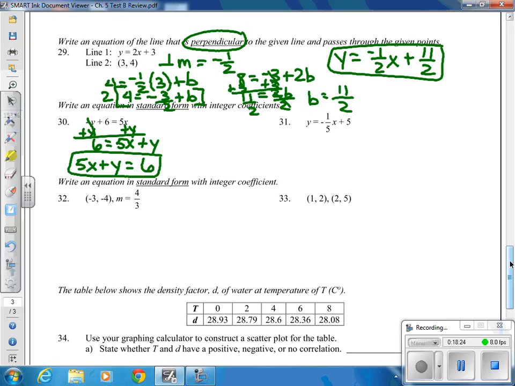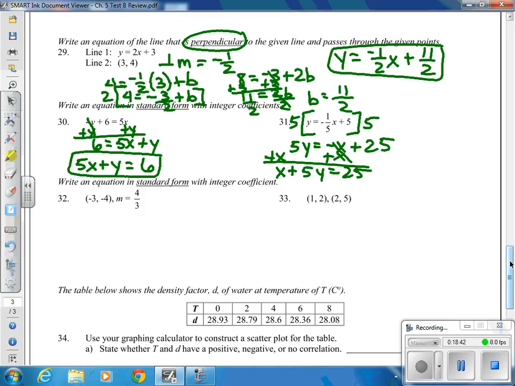For 31, you can't have fractions, so you might as well start by getting rid of them. And the way we want to get rid of them is by multiplying by 5 on both sides. So now you've got 5y equals -x plus 25. You need to move the x over by adding it. So we've got x plus 5y equals 25, and you're already in standard form, so you're good to go.